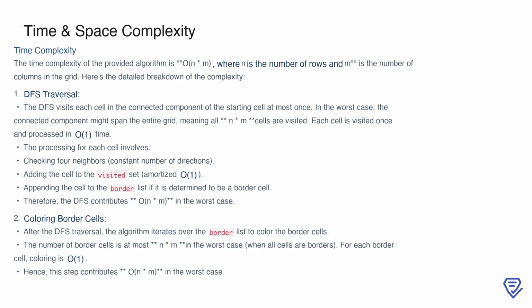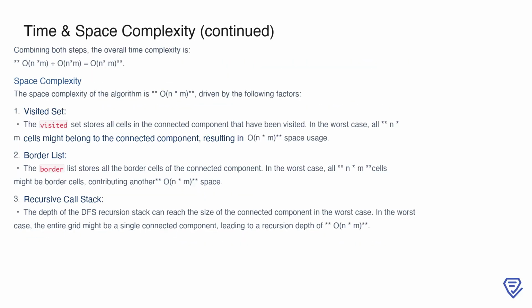Next, after the DFS traversal, we iterate over the border list to color the border cells. In the worst case, every cell could be a border cell, and since coloring each cell is also an O(1) operation, this step adds another O(n*m). Combined, these two steps result in an overall time complexity of O(n*m). When we combine the contributions from both the DFS traversal and the border coloring, the total time complexity simplifies to O(n*m) plus O(n*m), which is still O(n*m). Now let's examine the space complexity.